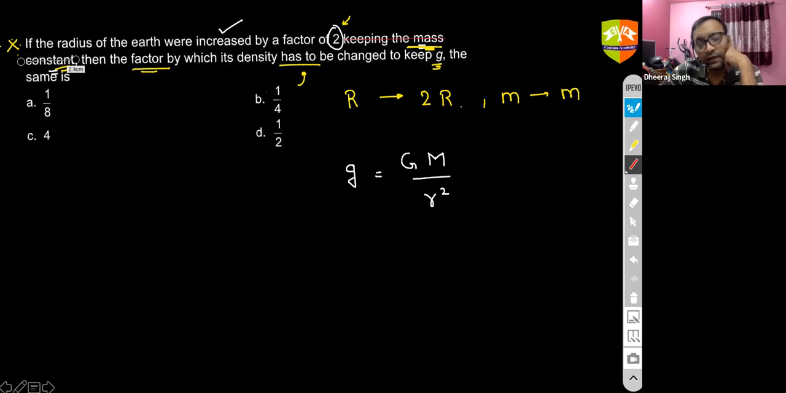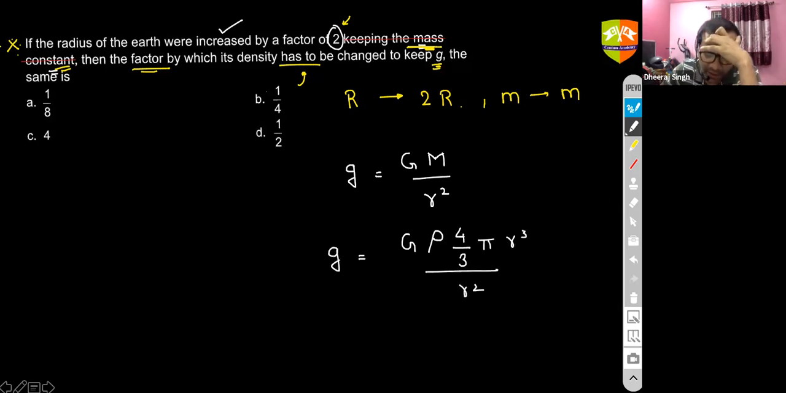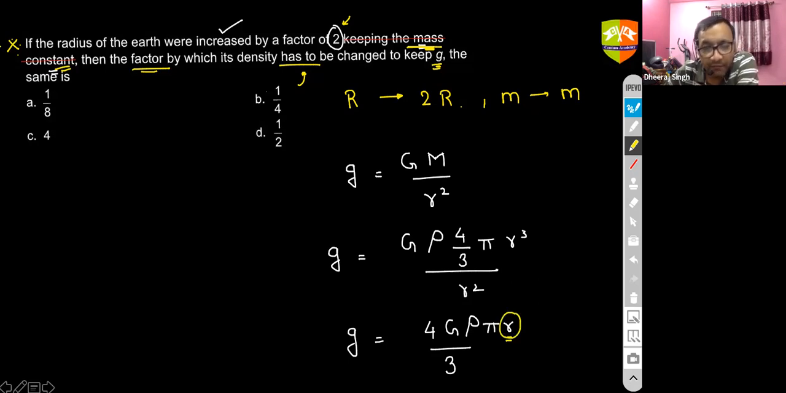So just a small correction over there. Now, mass can be written as density times 4 by 3 pi r cube, divided by r square. This is small g. So small g can be written as 4 G rho pi r divided by 3. This is small g. So if r is becoming 2 times, the density has to become half so that g is constant. So that is why option D. Clear to all of you?